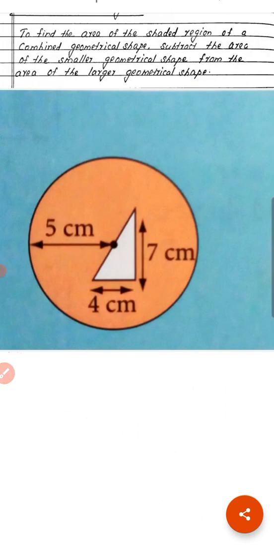Children, listen to this video carefully and do the given work without any mistakes.